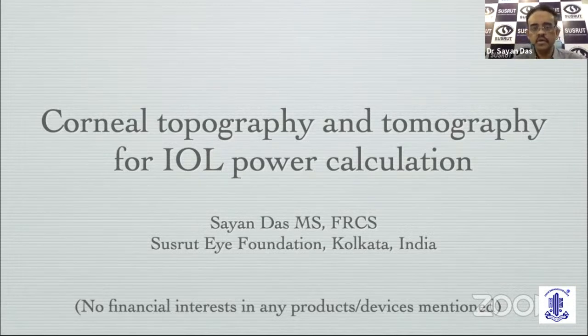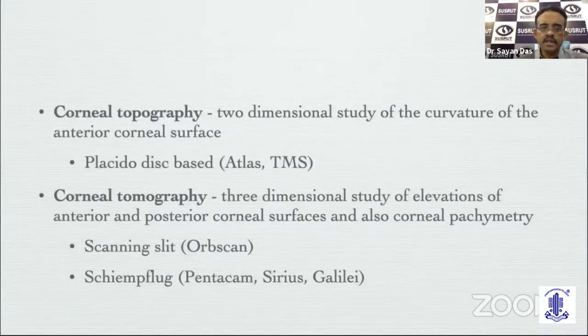And I'll be speaking on corneal topography and tomography for IOL power calculation. So as we know, corneal topography is a 2-dimensional study of the curvature of the anterior corneal surface, and the devices we use for topography are usually placido disc based. While corneal tomography is a 3-dimensional study of elevations of the anterior and posterior corneal surface, and being 3-dimensional, it also gives us an ability to measure the thickness of the cornea.